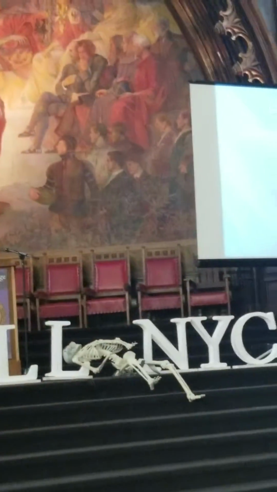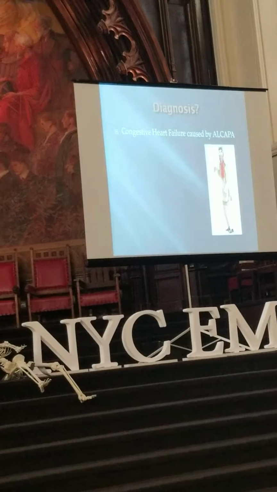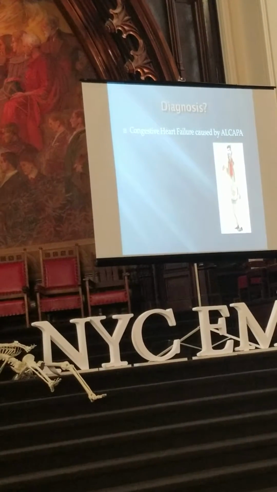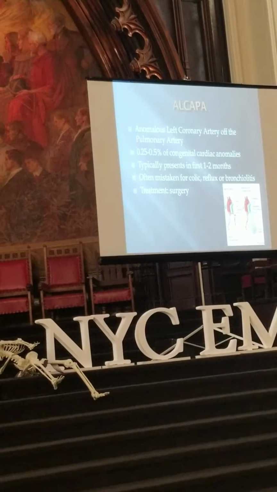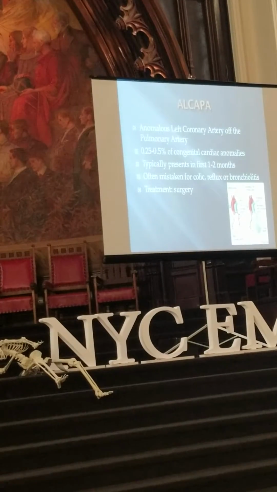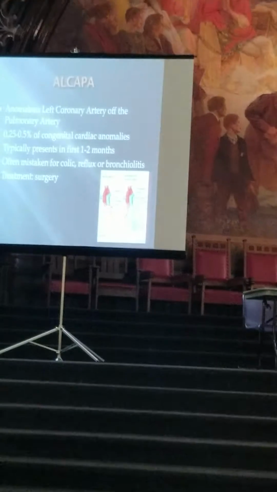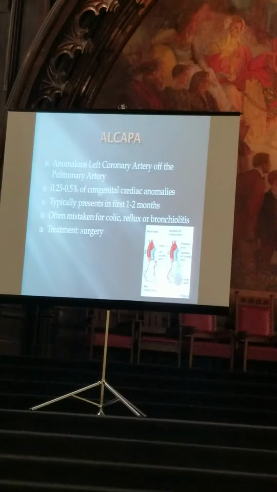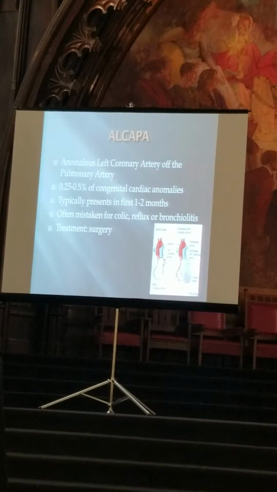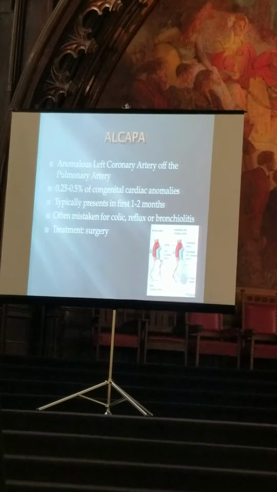So this kid has CHF due to ALCAPA. Not alpaca, ALCAPA. What the hell's ALCAPA? It's the anomalous left coronary artery off the pulmonary artery. So you have this really dumb coronary that's supplying deoxygenated blood to the heart. Not good. Most of these kids present in the first 1 to 2 months of life.